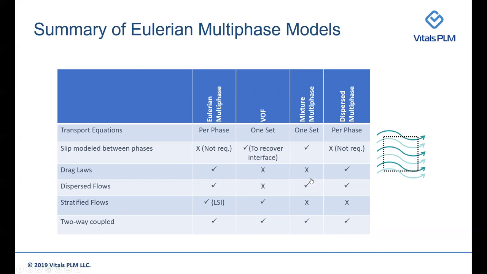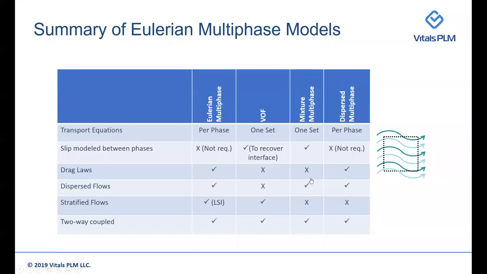When it comes to Eulerian multiphase models, the transport equations are solved per phase, whereas in the case of VOF, it is only one set for all the phases available or to be modeled. And in the case of dispersed multiphase also, it is per phase, one for the continuous phase and one for the dispersed phase. A slip model between the phases is not required because two sets of transport equations are solved, one for each phase.